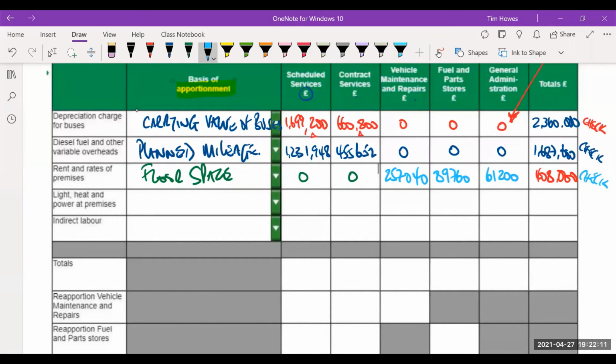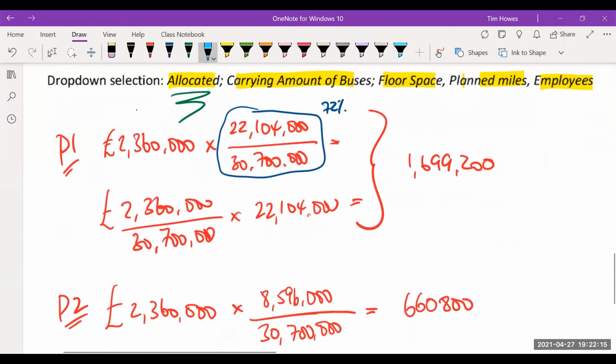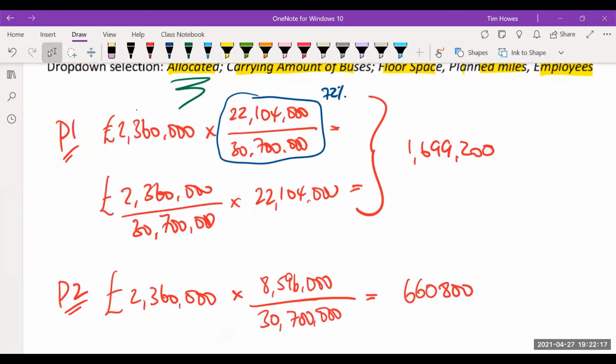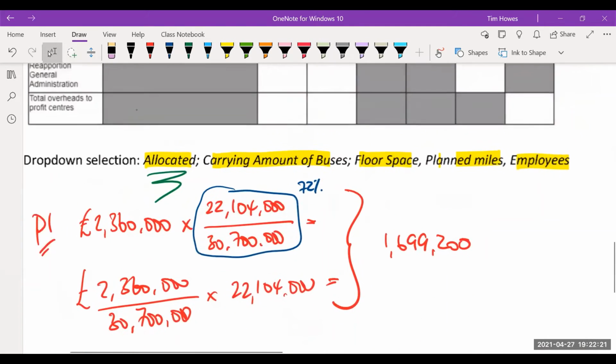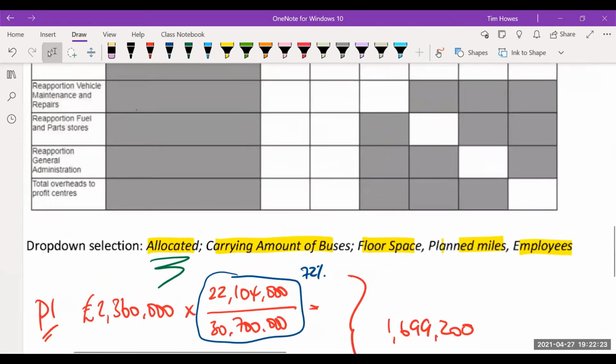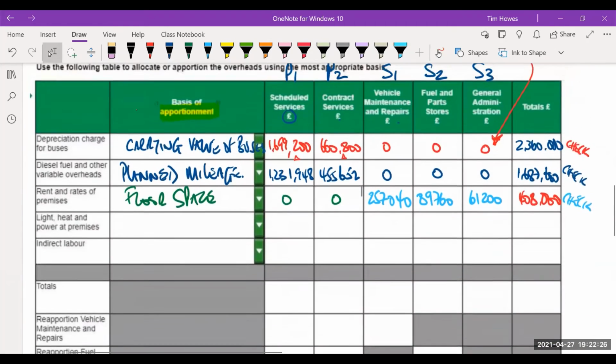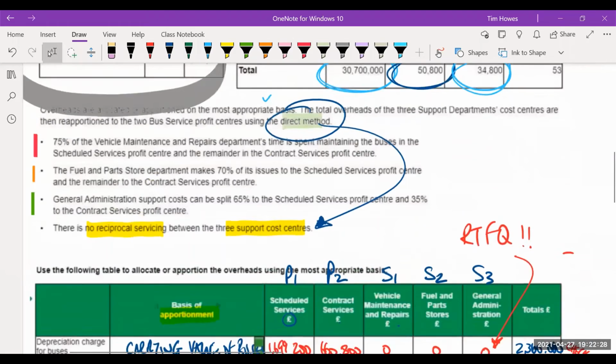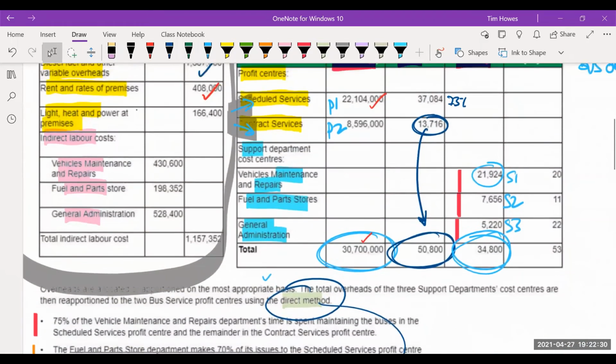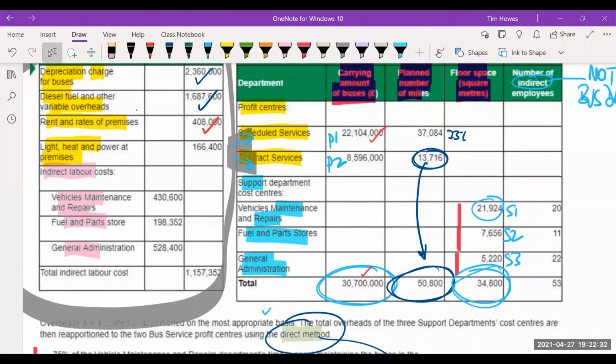Please let me know if you don't understand any of those computations. They're all done on exactly the same basis as the first one. Obviously, the relevant proportions are being derived from this detail at the top in terms of carrying amount of buses, mileage, and now, of course, the square meterage, the floor space in those departments. Great. Okie dokie. Another one then, let's pick it up.